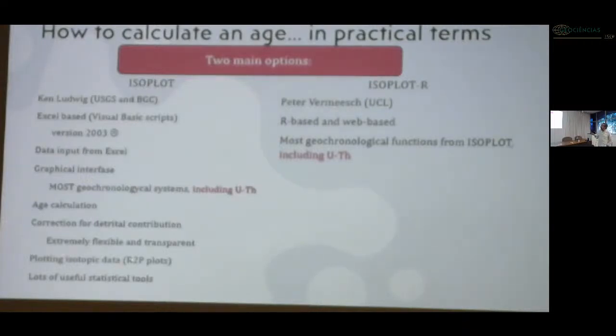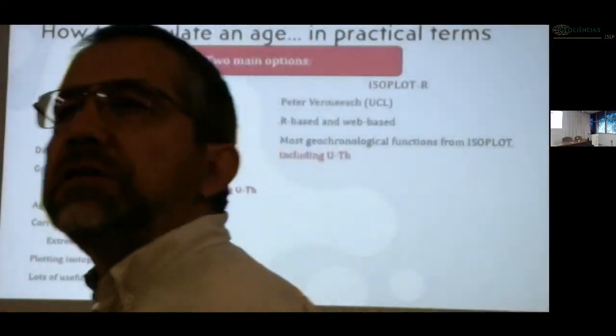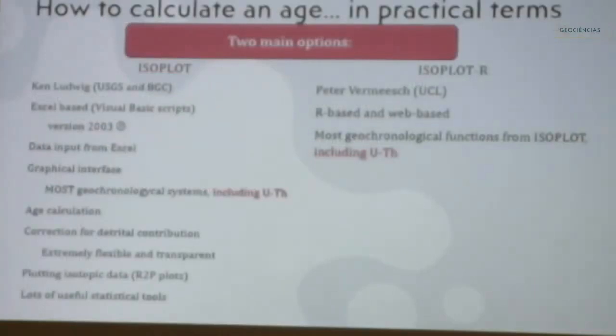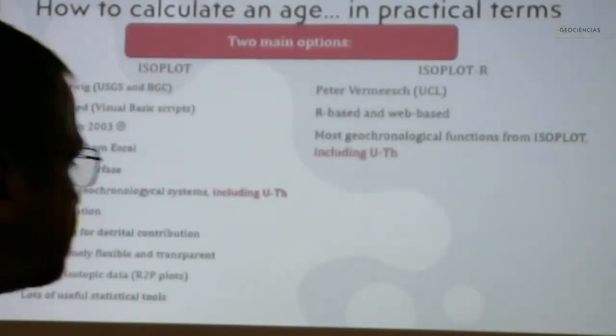And you could get plots, what I call ready-to-publish plots, really nice plots. And if you look at your geochronological papers from the 90s, from the 2000s, even up to 2015 or so, you would see plots that basically came straight out of Isoplot, really nice plots that you could work with.